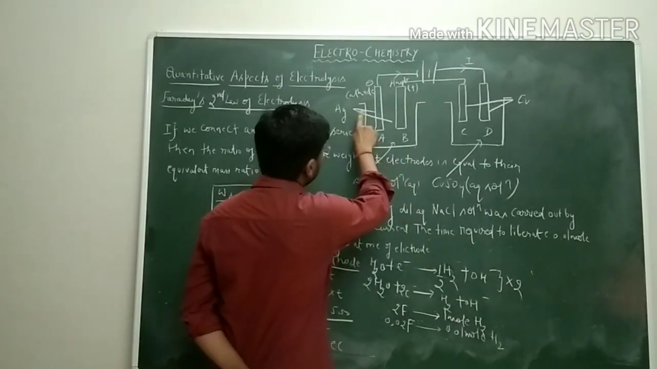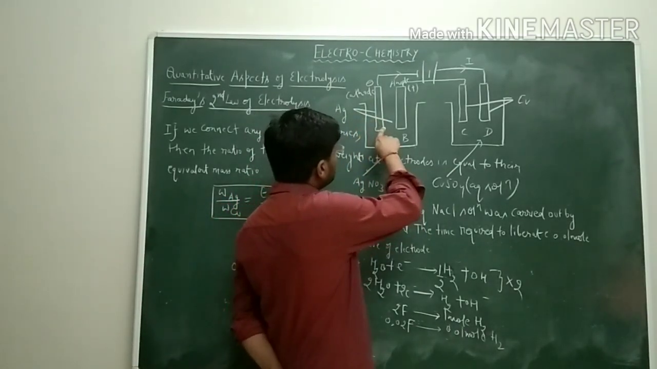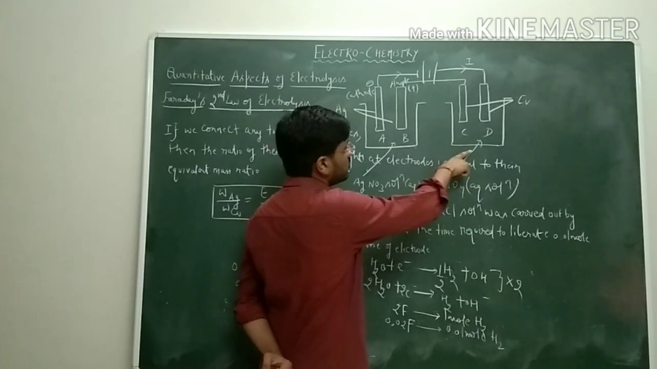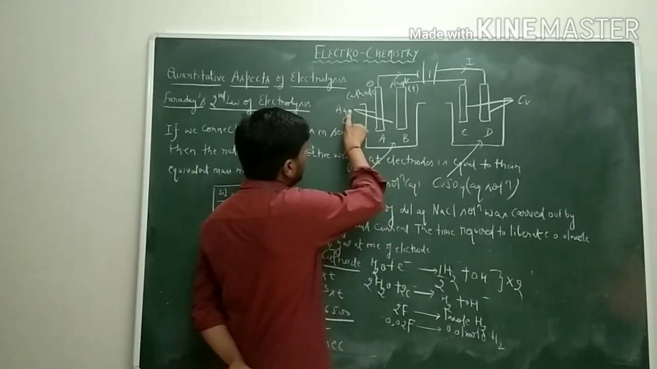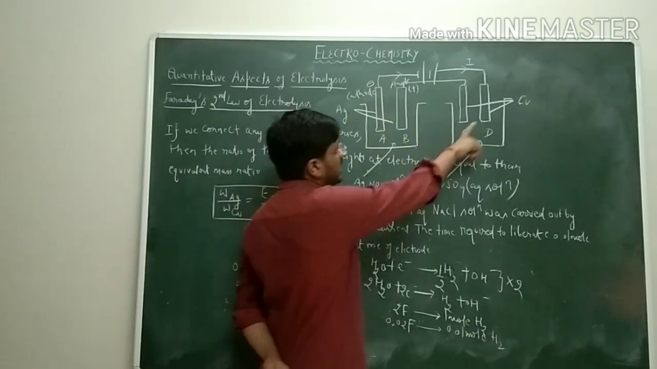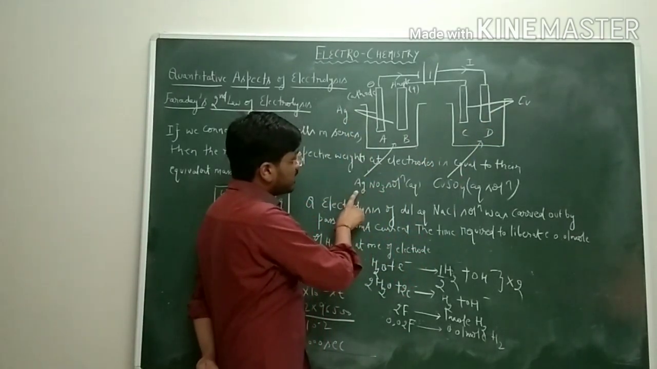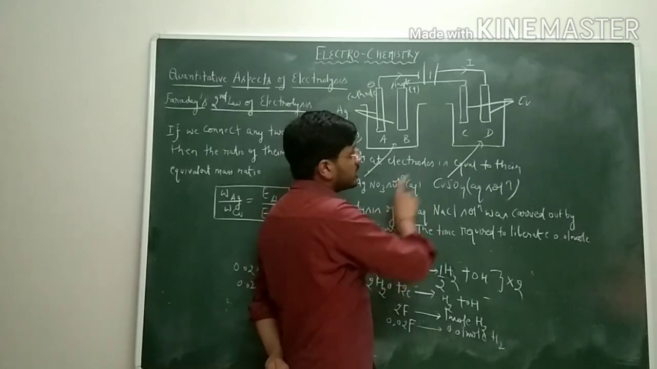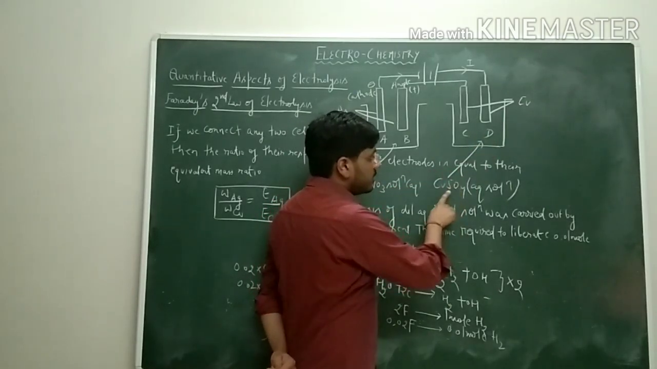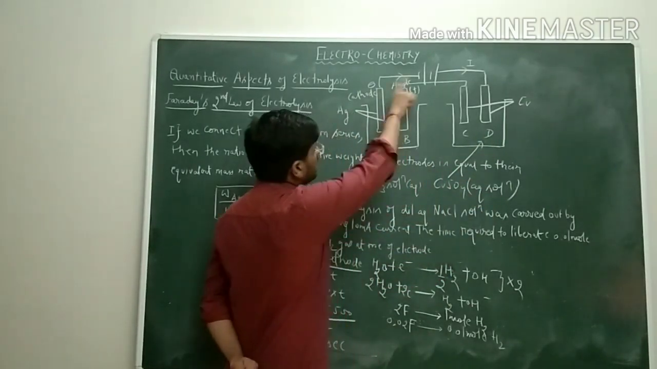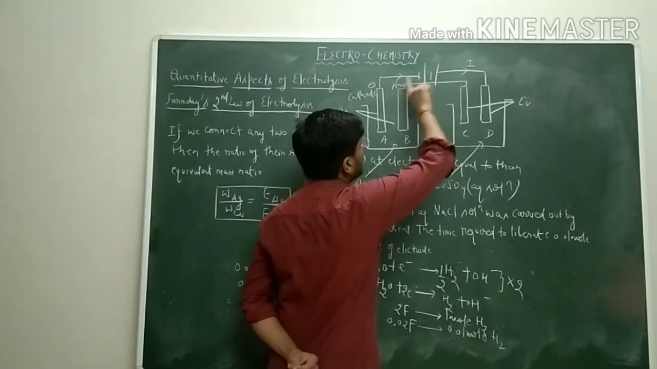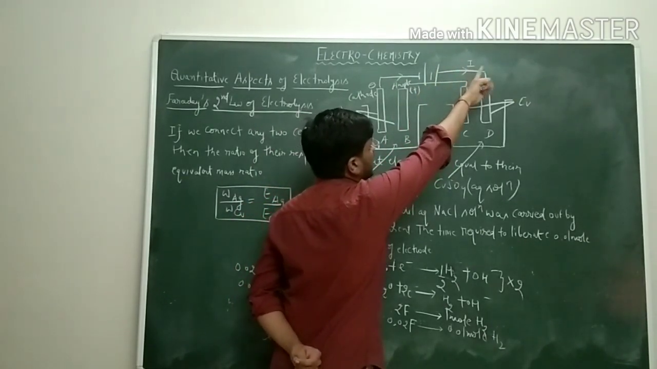Here we have taken two cells. One is a silver cell and another is a copper cell. Here we have the two silver electrodes and here we have the copper electrodes. These silver electrodes are dipped in aqueous silver nitrate solution and copper electrodes are dipped in aqueous copper sulfate solution. And from here the battery is connected, and current is flowing.